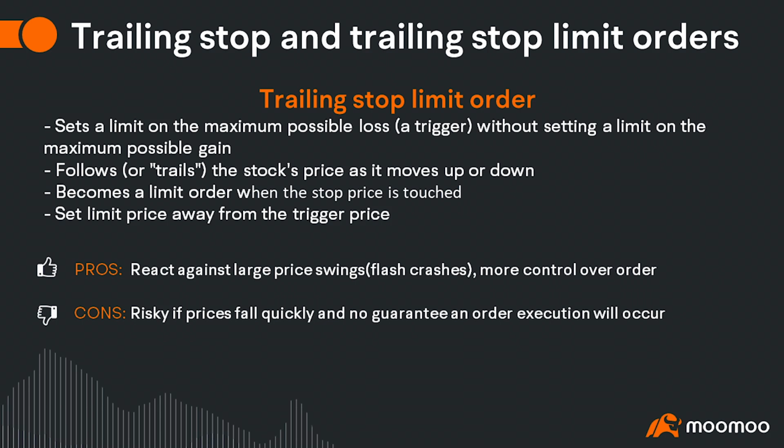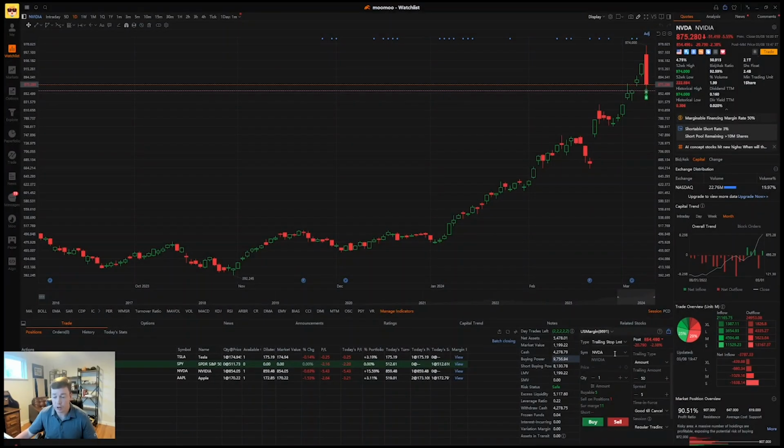The con, however, is the potential for the order to not execute at all. If the stock's price moves swiftly and skips past your limit price without executing, you might miss the opportunity to sell, especially in a fast-moving market. Similar to a trailing stop market order, you will be able to choose either a ratio or amount for your trailing amount, but you will also be able to choose a spread.